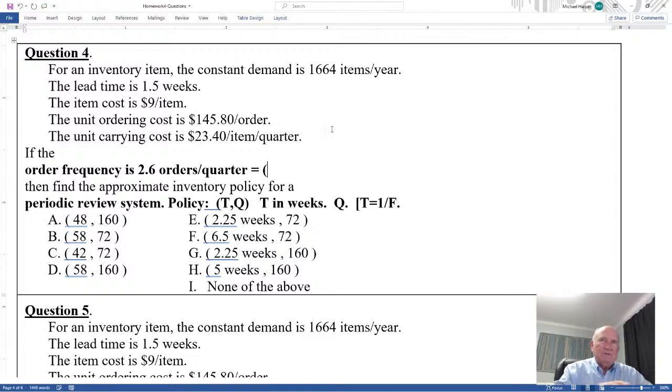So we have 2.6, but that's orders per quarter. If you're ordering 2.6 per quarter, how many orders will you be ordering in a year? You multiply by 4. If you have 1 per quarter, it's 4 per year because there are 4 quarters in a year. But that's my orders per year. What is it per week? I divide by 52 weeks in a year, and that's going to be my orders per week.